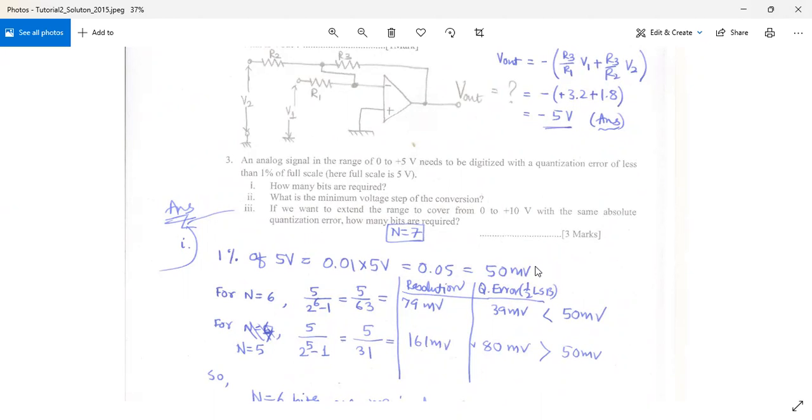Okay. So what we do is we create a table, right? And then we label each particular column as the resolution of that particular n-bit ADC, and we label the other column as quantization error. That is basically half the resolution, or half the LSB, or least significant bit, okay? So you have to do a little bit of punching in the calculator to find your actual value. So what happens is there are 2 methods to do this.